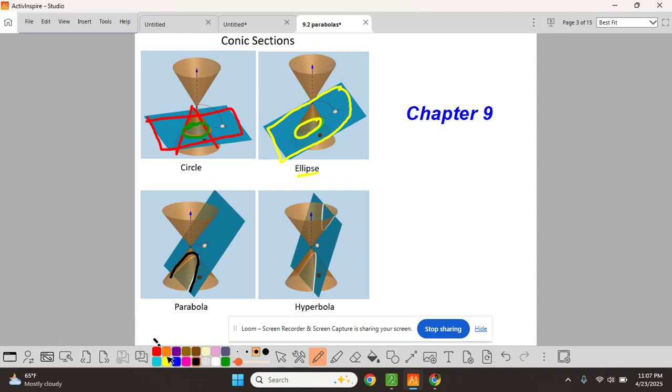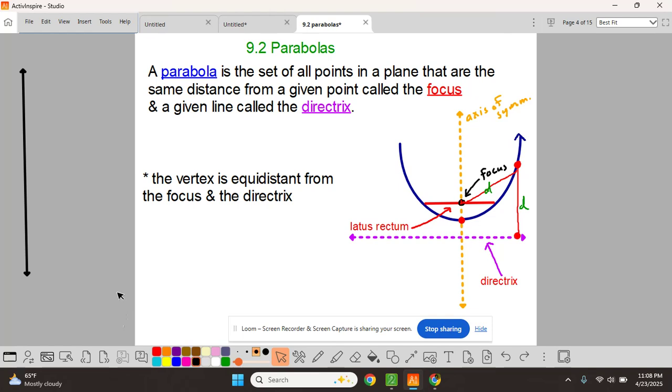And when you cut the cone straight down through both sides, and you cut the knife vertically, you form here a two-part shape, like a parabola, which is called a hyperbola. And these are the four main figures you can illustrate for the conic sections. Today we're going to focus first on the parabola.